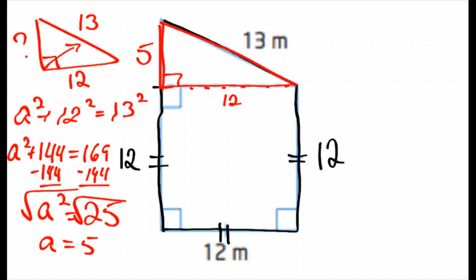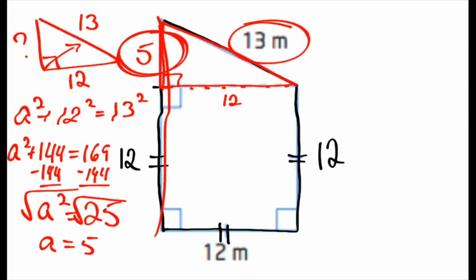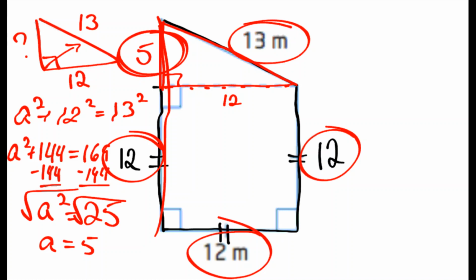And now I have all of my missing sides. Really, this whole thing is actually 17, but I don't care about that together. I just want to put those together as my final answer. This, plus the 3 12s from the square. This part is not included.